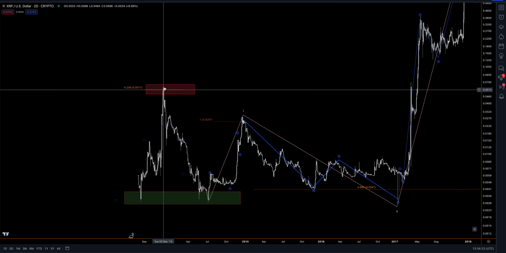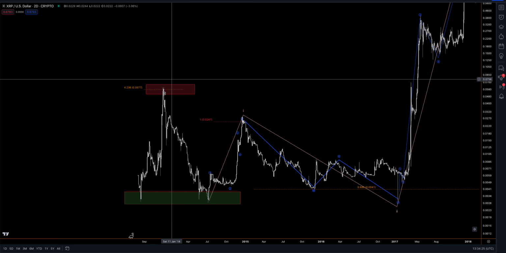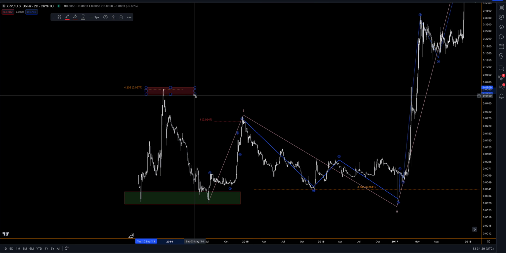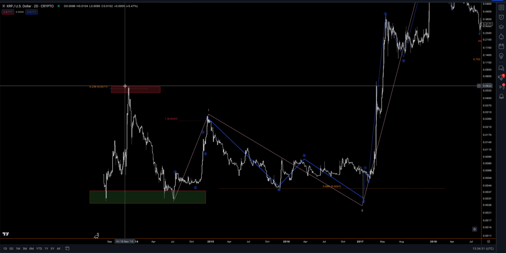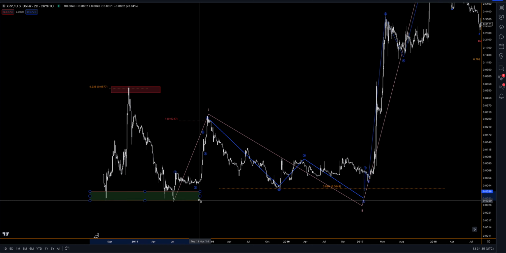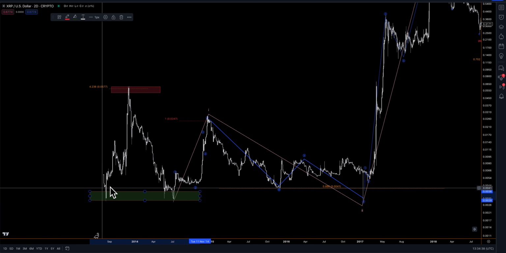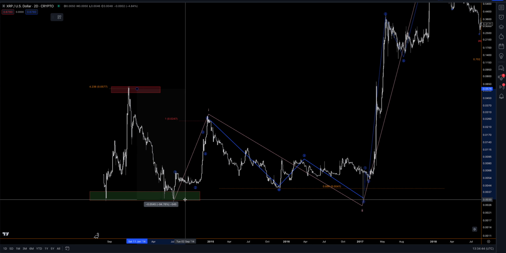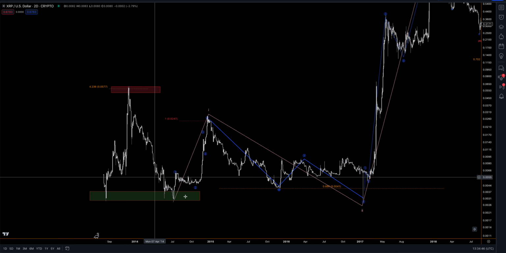You then had an ABC extension, an ABC correction up to the 4.236 extension, where all of the founders sell their bags. They drive the price back down to the demand zone to create a double bottom, buying their bags back up again at a 94% discount, even more than that.